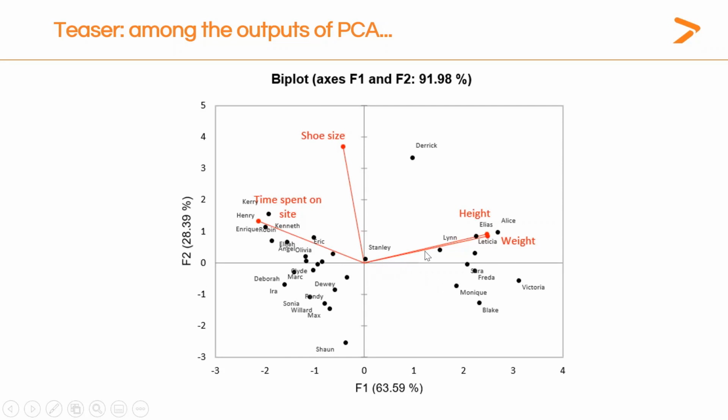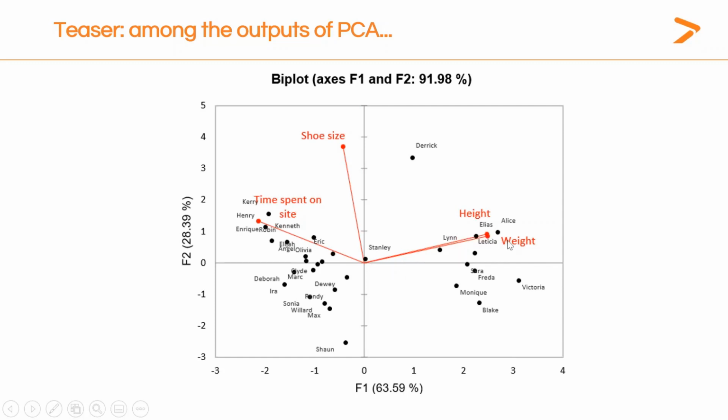Just focus on these red lines, red vectors, which are associated to different variables. So we have a vector for weight, another for height, one for shoe size, and one for time spent on site. In PCA, you'll be able to investigate the relationships between these variables in terms of angles.